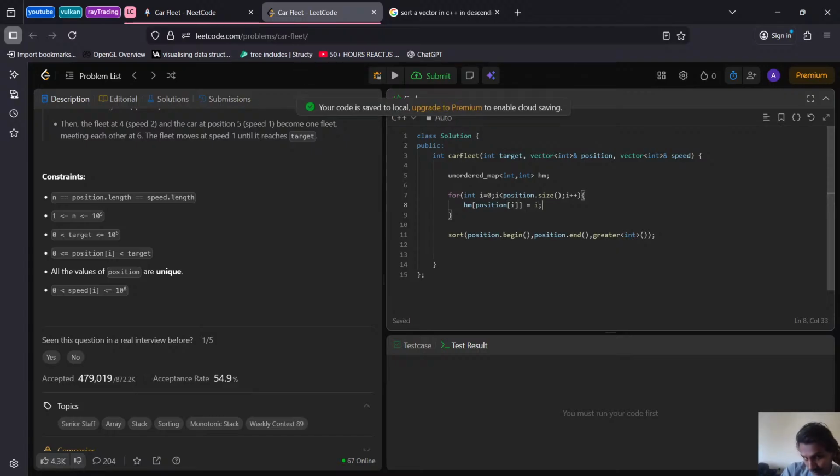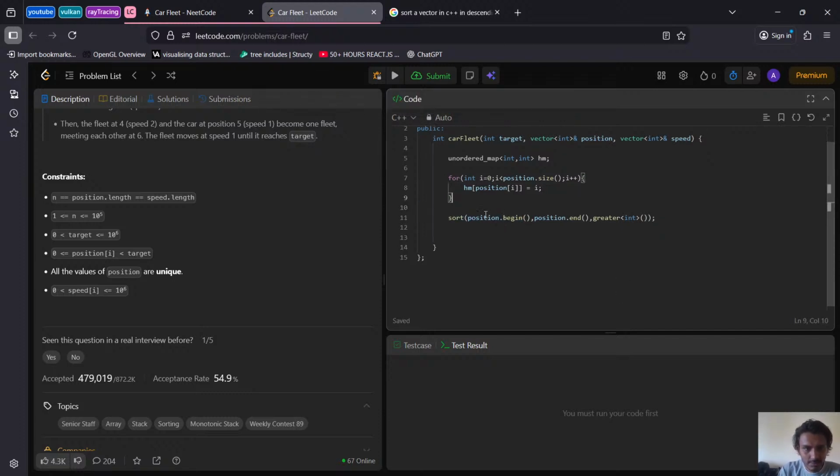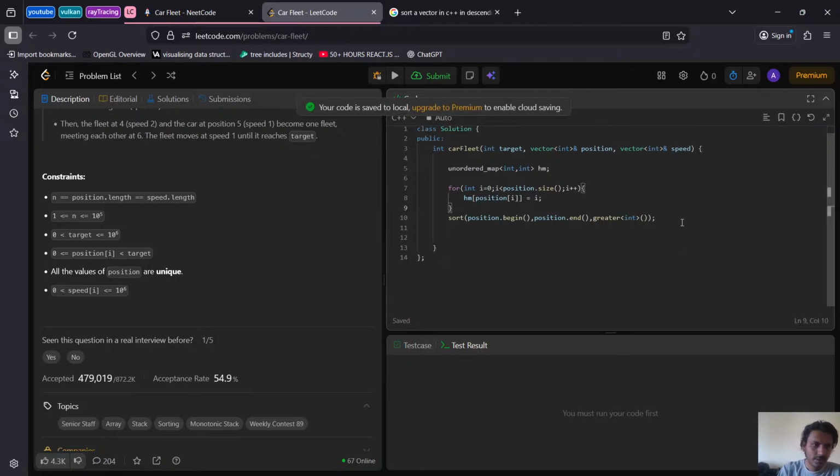Now we have sorted this, then we have sorted these. So let's create a stack of int. Now for each int i in sortedPosition, we calculate the time.